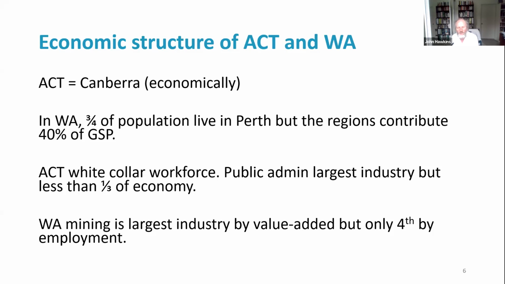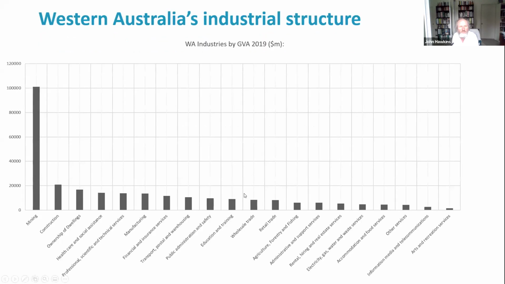Obviously, difference in the industrial structure. So ACT is essentially a white-collar workforce. Public administration is still the largest industry, but even though Canberra is still largely perceived as being a government town, that's public administration now less than a third of the economy. Obviously in WA, mining's the largest industry by a fair margin on value-added terms, but because it's such a capital-intensive industry, it's only the fourth largest industry if you do by employment.